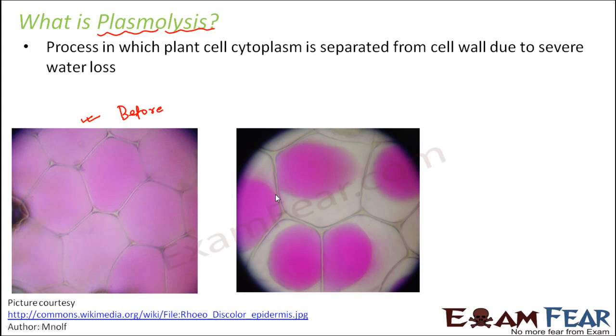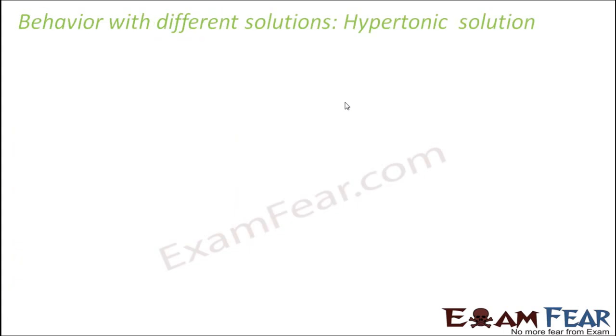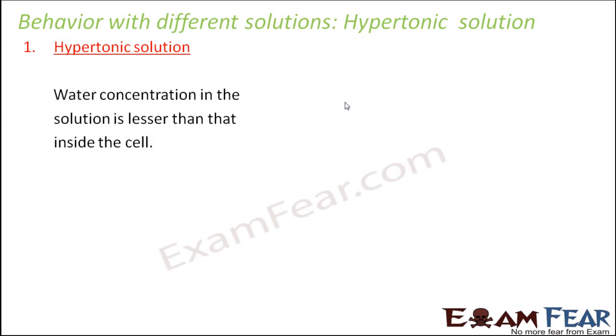Now, in order to understand when this plasmolysis occurs, when a plant cell starts to lose water, we need to understand the behavior of cells in different types of solution. So this situation comes when the cell is placed in a hypertonic solution. Now you might wonder, what is hypertonic solution? So let us discuss about the different types of solution and the behavior of the cell in each of these solutions. So first we will talk about the behavior with hypertonic solution. So what is a hypertonic solution? A solution in which the water concentration in the solution is lesser than that inside the cell.